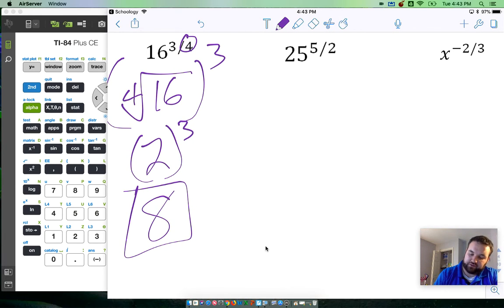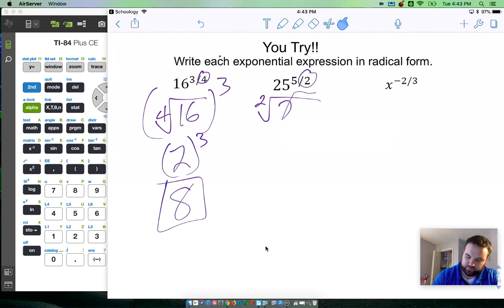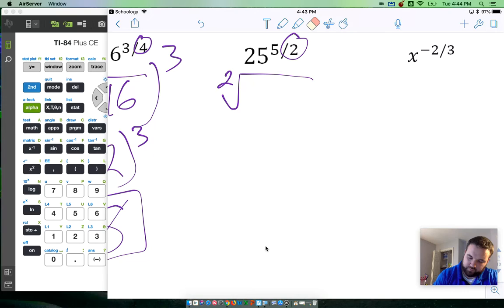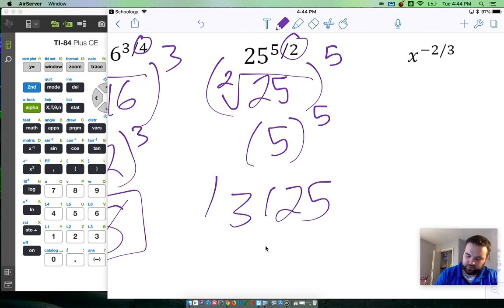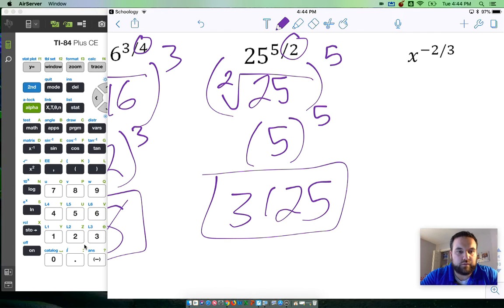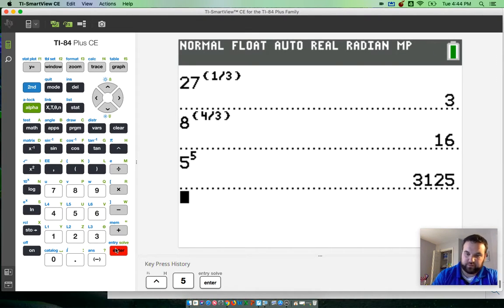For this, 25 to the 5 halves, that means my index is going to be 2. So you can put it there or not. It's the square root. I'm going to take the square root of 25. Square root of 25. And then I'm going to raise that to the 5th power. We know the square root of 25 is 5. 5 to the 5th, I believe, is 3125. We're going to double check that real quick. 5 to the 5th. Yep, 3125.